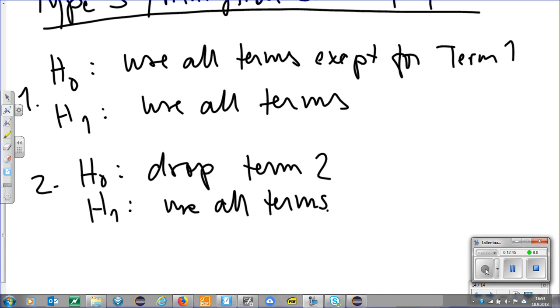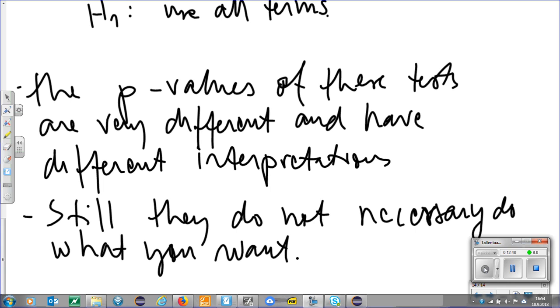And it's important to notice that the p-values from these two test procedures are very different because they are doing different tests, and they also have different interpretations, so you need to be very careful when you interpret the results, that you really understand what's happening. And still, these two procedures are not sufficient in many cases, so they do not necessarily do the test that you want to do, and therefore you really need to understand the testing procedures and probably do them in a different way, and not just use these procedures that are automatically run by the computer software.